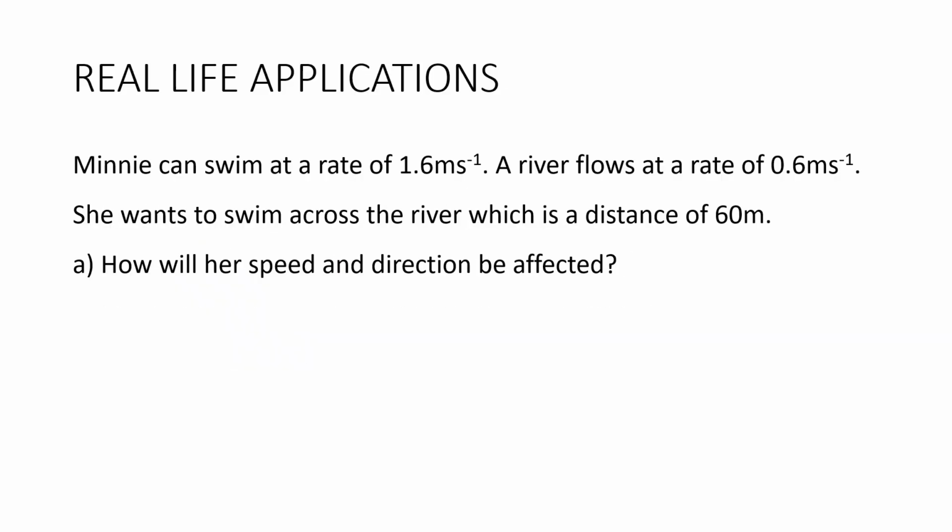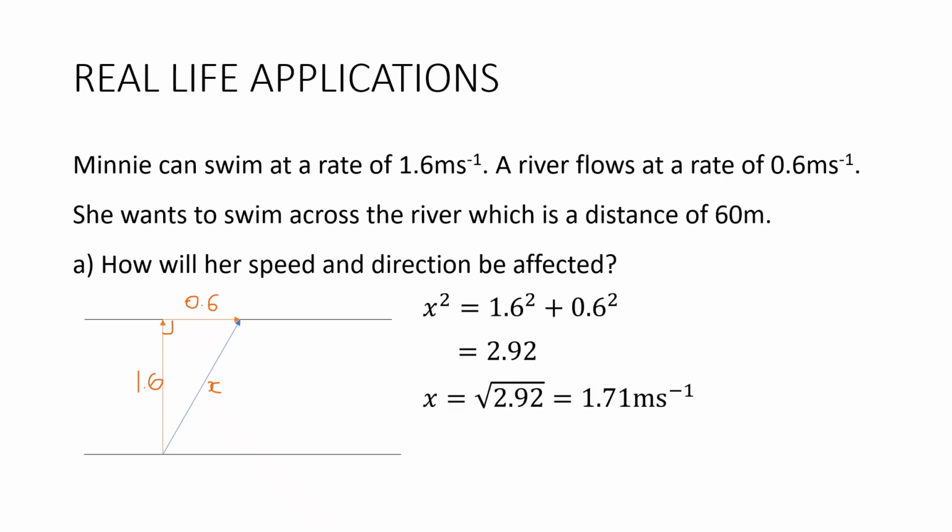Now let's make it a little bit more complicated. This time she wants to swim across the river, which is a distance of 60 meters. How will her speed and direction be affected? So again, we draw a diagram. Here you can see her rate of swimming and the flow of the river. Now obviously she's going to be pushed downstream. So we're just going to use Pythagoras' theorem to work out the speed that she will be swimming at, and it is 1.71 meters per second.